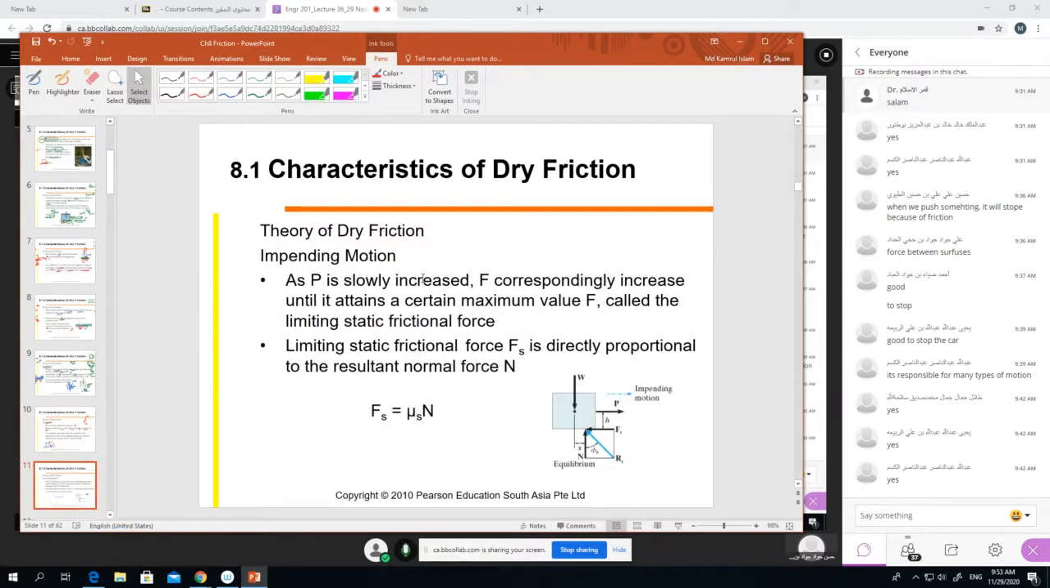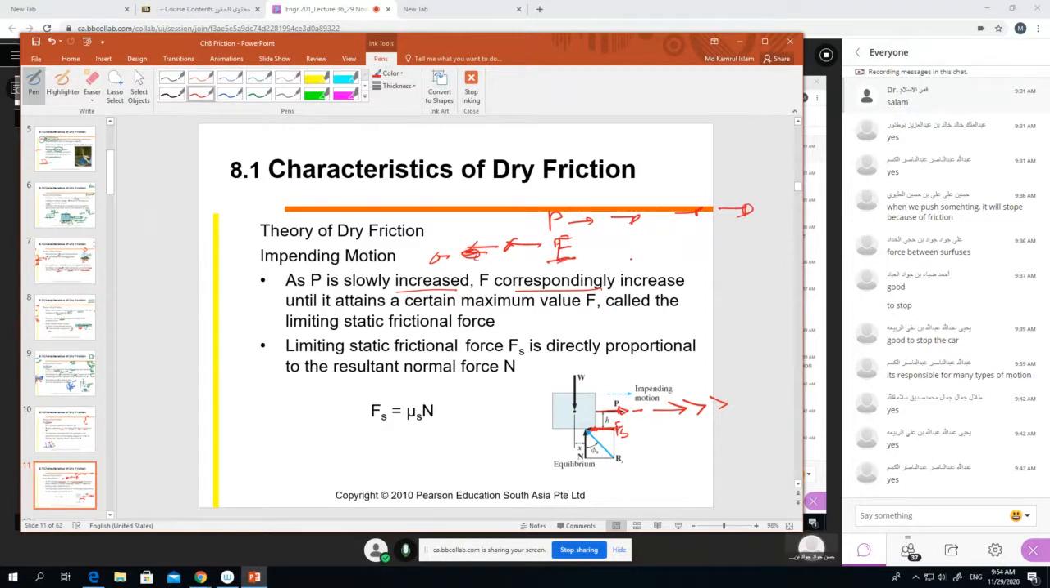Now, if P is slowly increased, as I told you, F correspondingly increases. If you increase P, the F, meaning friction, also increases. That means friction is trying to resist the movement towards the right side. But if P keeps increasing, as I told you, friction will fail. Friction cannot prevent it anymore. P increases, friction also increases, but at some point, even as P increases, friction is not increasing.